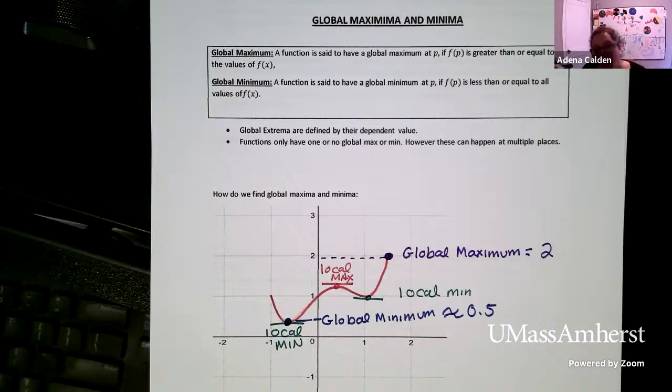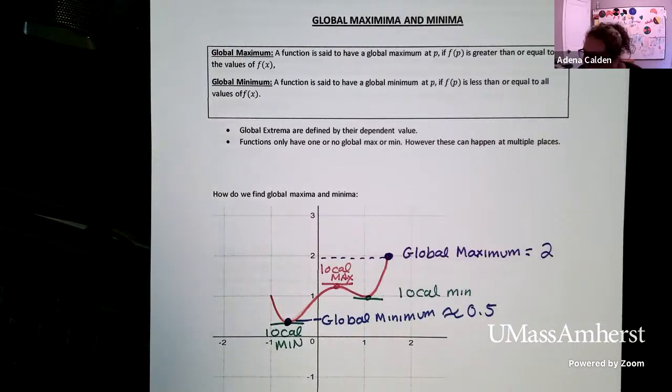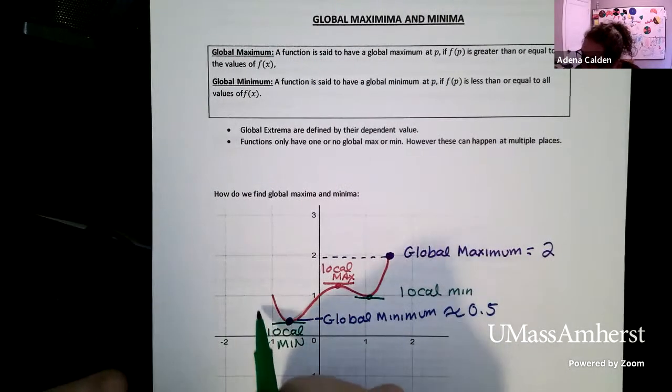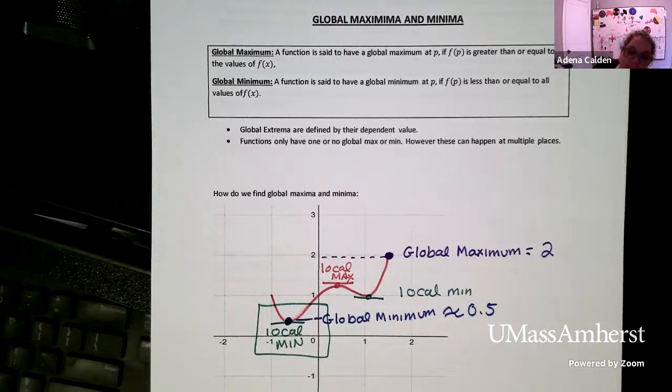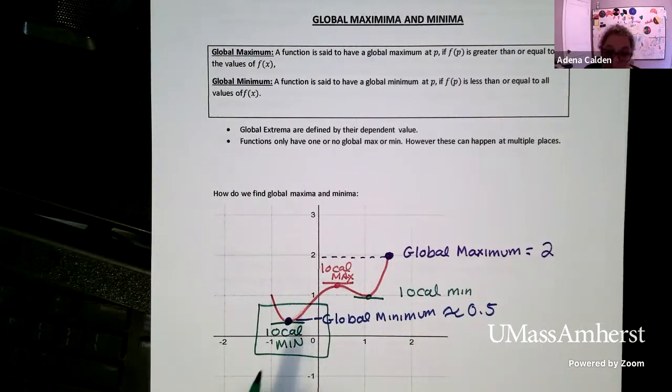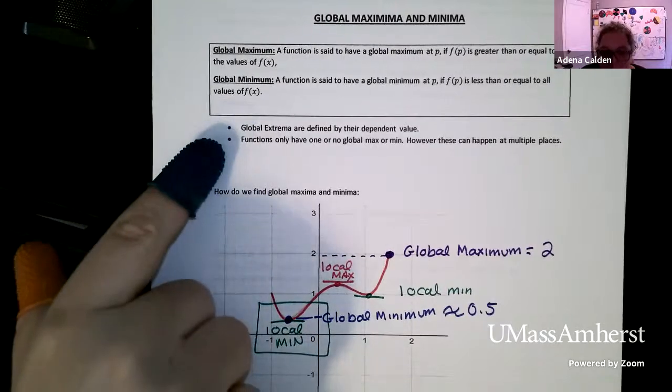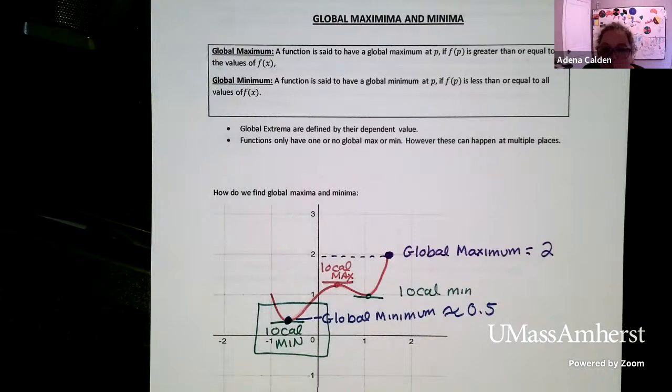However, the global maximum can happen at many places, and I'll show you a picture of that in a minute. I want to highlight here that this particular point is both a global and local minimum. So it can do both. That's going to be important for our work later. But let's go back to this point here. Functions have one or no global maxes and mins, and they can happen at multiple places.